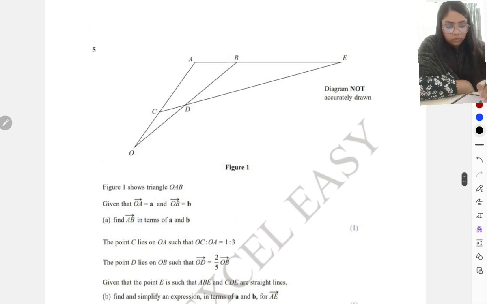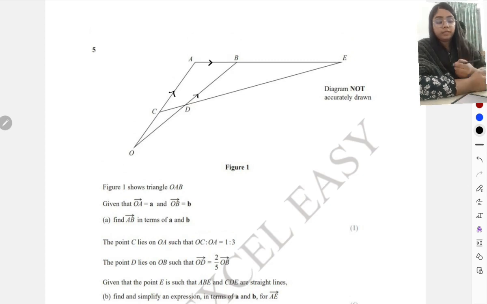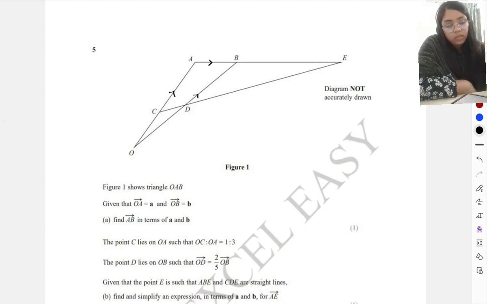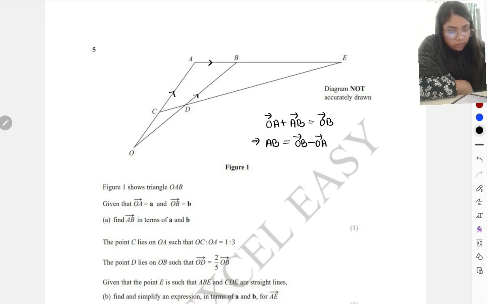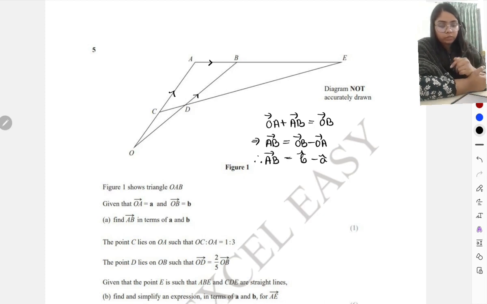That's quite easy because you have this OA, you have this AB, OB, and you want to find out AB. We can clearly see that OA and AB are in the same direction, whereas OB is in a different direction, right? So it's going to be OA plus AB is equal to OB. So you have AB is equal to OB minus OA. OB is B minus A. So for the final part, AB is just B minus A.